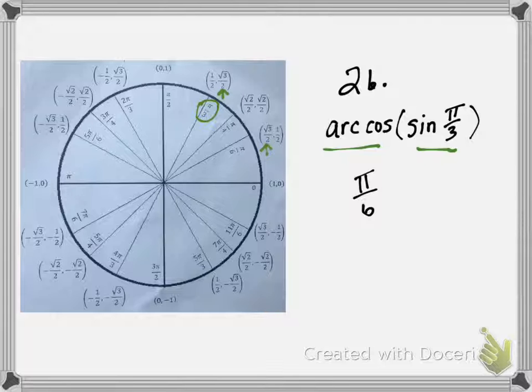where? Destination, yay! Our answer, pi sixth. So navigating these, again, we're kind of moving here, finding our value, and then moving to the cosine value and finding our answer. These two are a little bit more confusing.